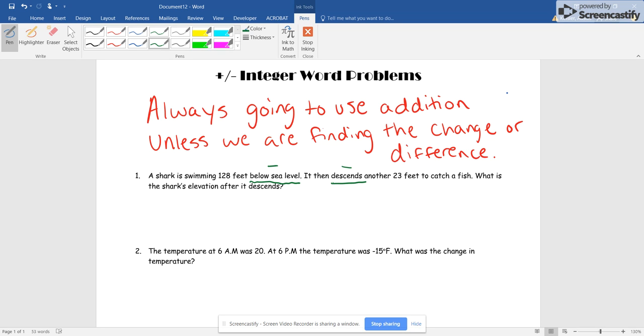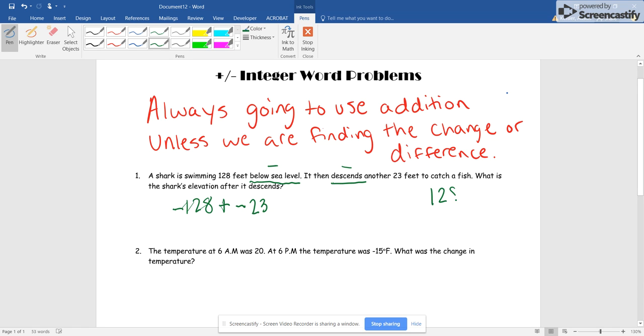Well, I don't see the word change or difference, so I'm going to write an addition expression. So I'm starting with negative 128 because we found our key word below sea level meant negative, and then I'm going to add a negative 23 because descends was another keyword for negative. So I have negative 23. And since I'm adding two negatives, all I'm doing is combining all my negatives together. So I'm adding them up.